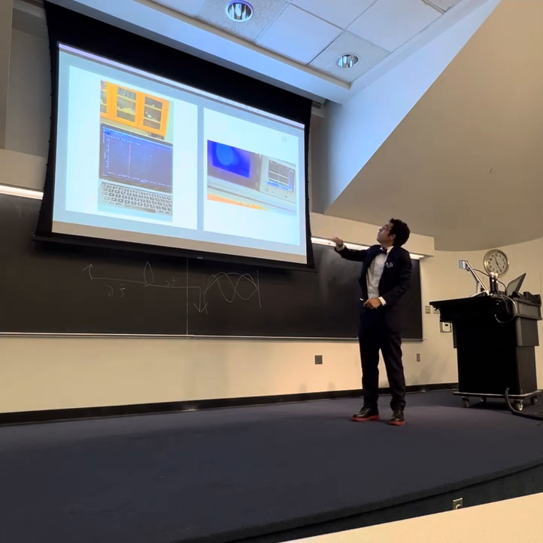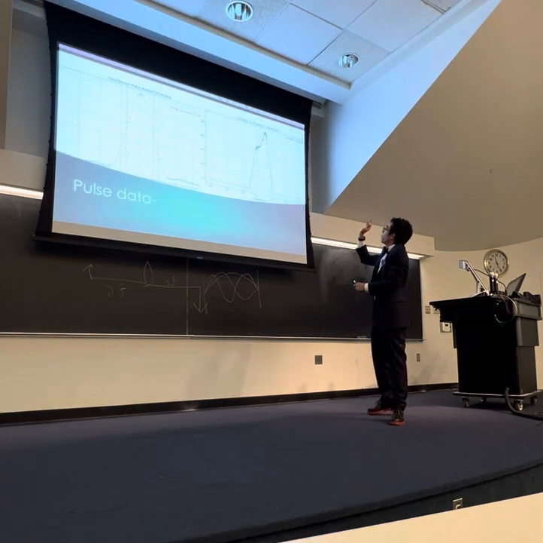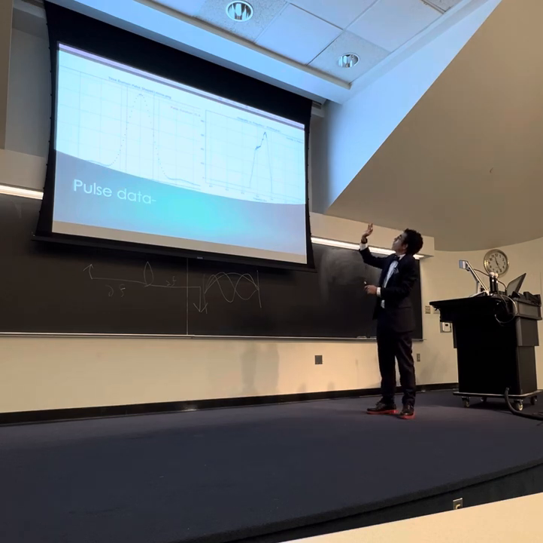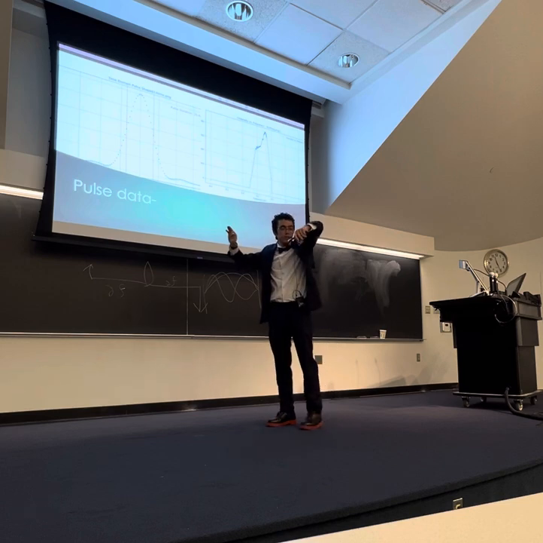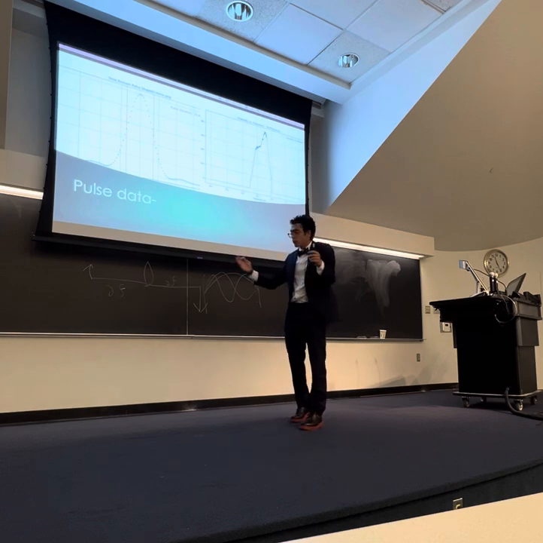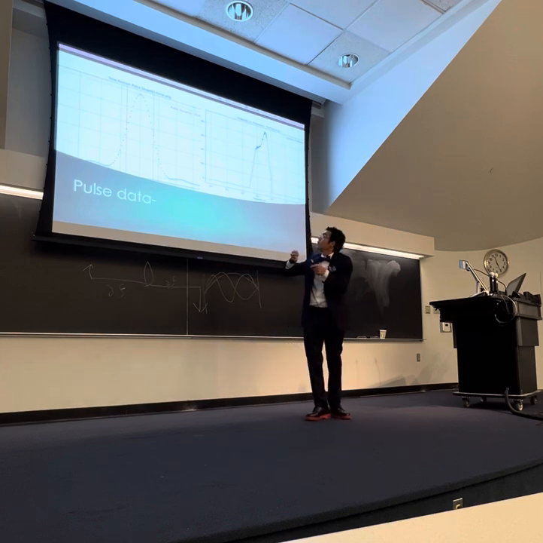This is just CW. And then here's what some pulses look like. This is the spectrum and frequency. This is the time domain. We want to get hopefully sub 20 femtoseconds because the shorter your pulses, the higher your peak power.